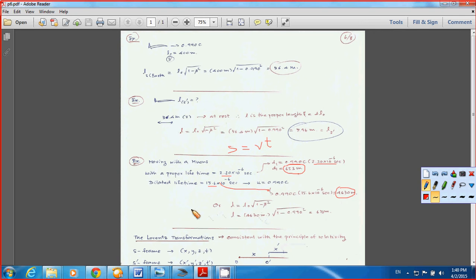Or you can use the Galilean length transformation directly to find your new length. So it turns out to be exactly the same thing. It doesn't matter if you use this equation or the Galilean length transformation. Okay.